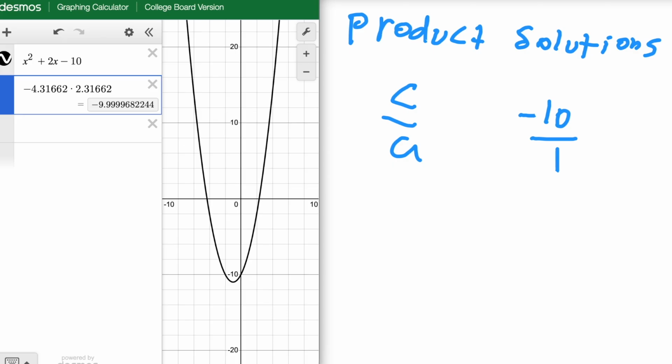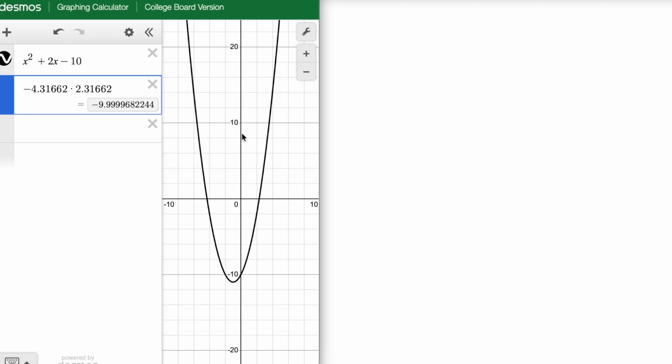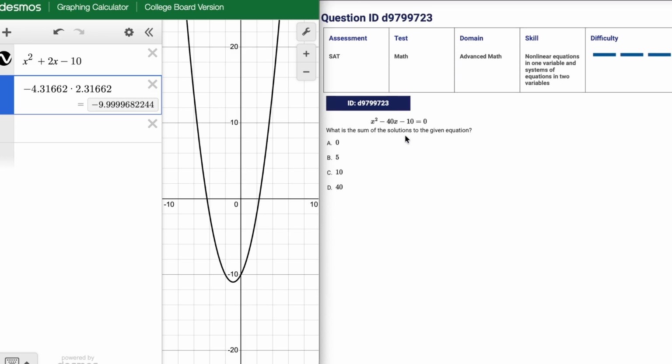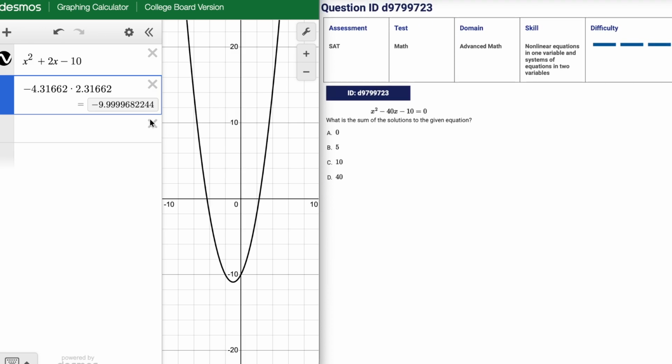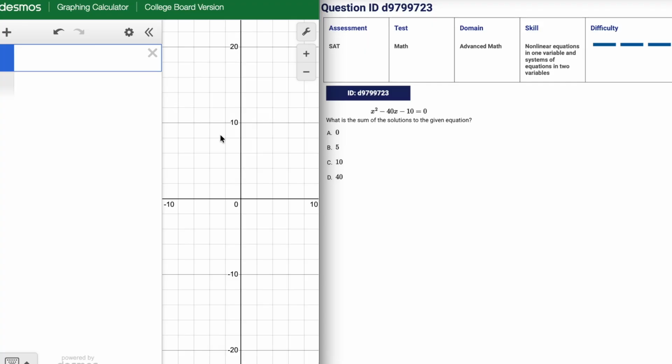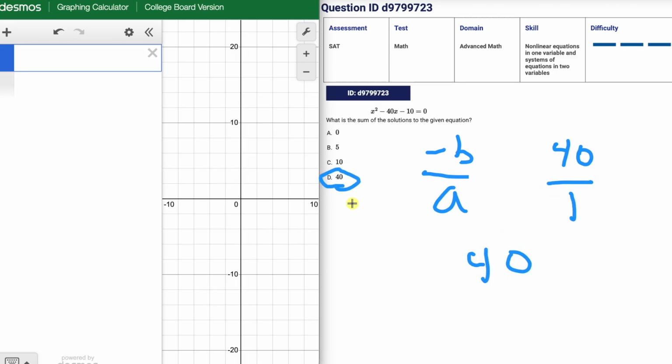Now let's go to an example problem, which is testing the sum of solutions. Pause the video real quick and try to solve this, and hopefully you solved it by now. Now I will be going over it. The question is, what is the sum of solutions to the given equation? If you know from before, the sum of solutions is -b over a. So -b is 40 and a is 1, so 40 over 1. The sum of solutions here is just 40, so the answer here would be D.